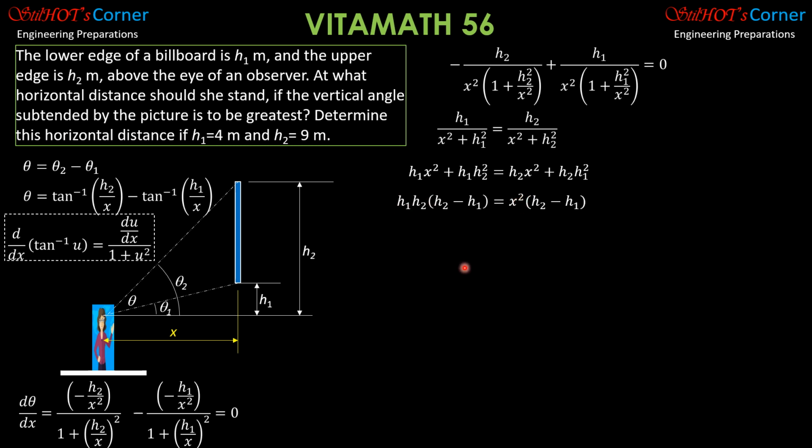So that's the expression for the position of the observer so that this angle theta is maximized, which we call the best viewing angle. So that's the position where the observer will have the best viewing position. So x is square root of h1 h2. And in the second part, determine this horizontal distance if h1 is 4 meters and h2 is 9 meters. So that horizontal distance is square root of 4 times 9. Therefore, x is 6 meters for this particular data.